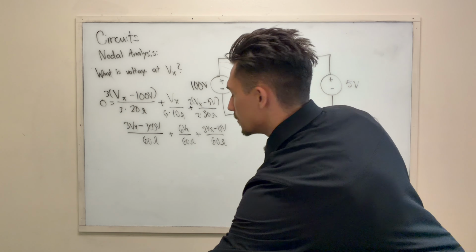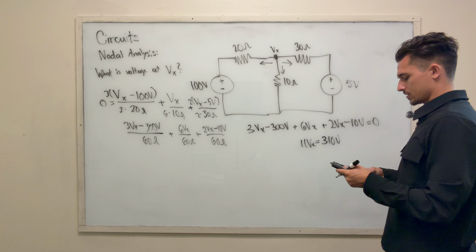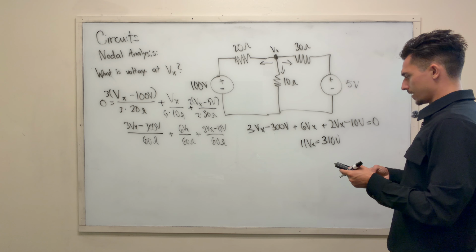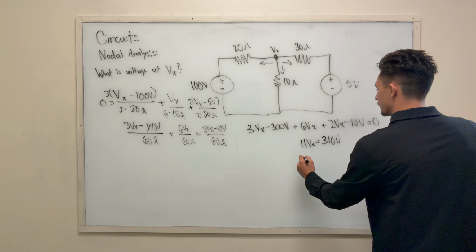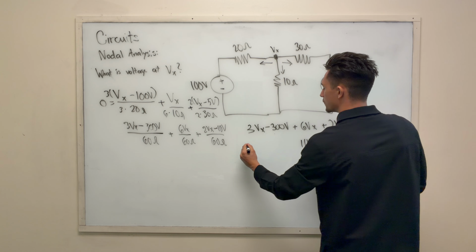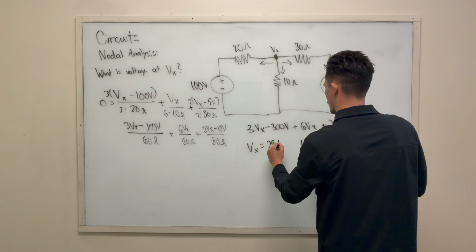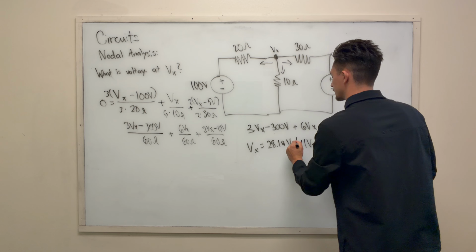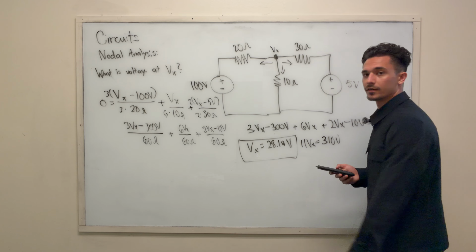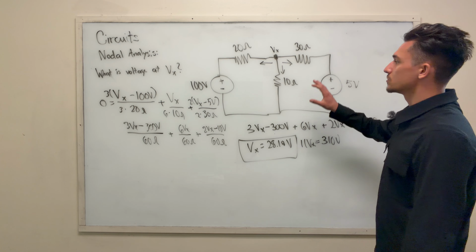And then if you have a calculator, all you do is 10 divided by 11, and we get the voltage going through that node exactly is 28.18 volts.